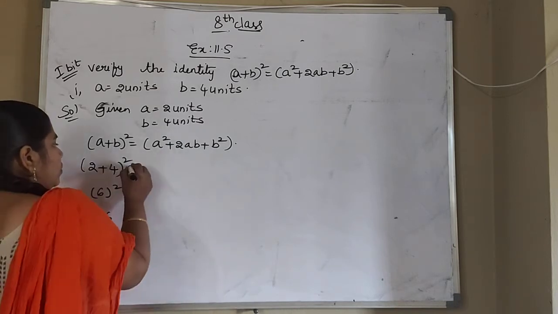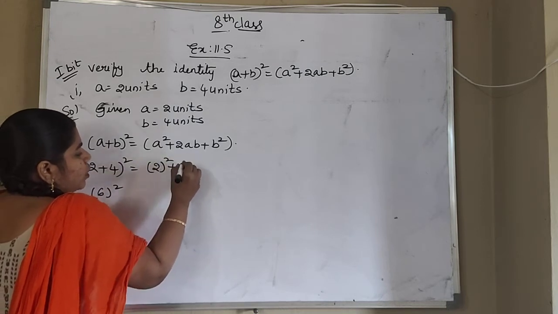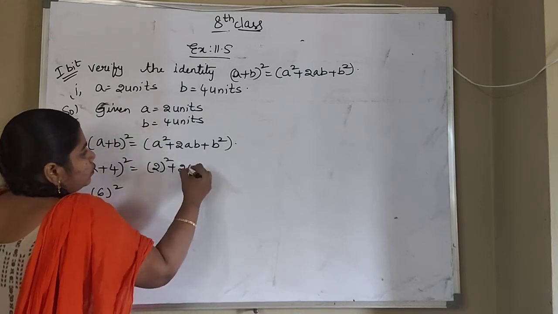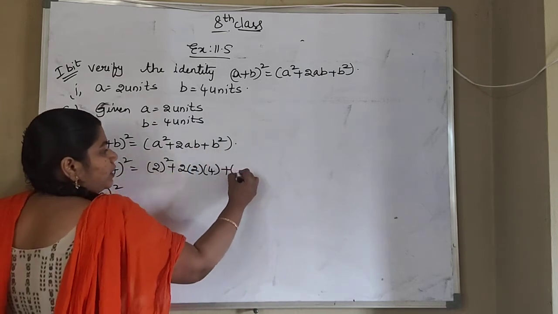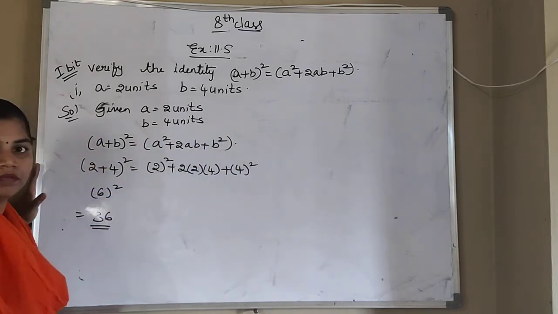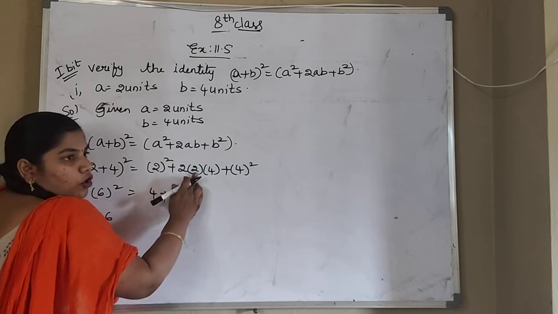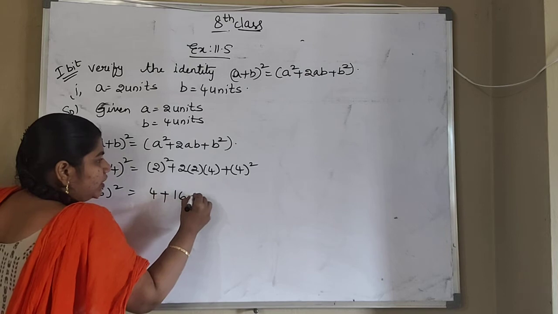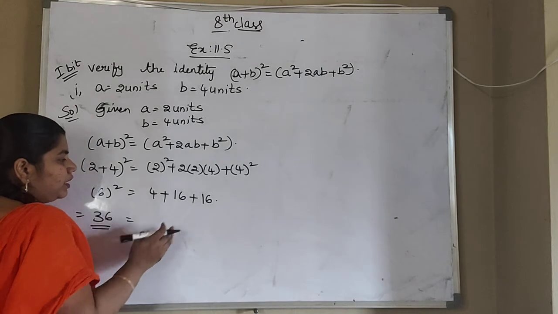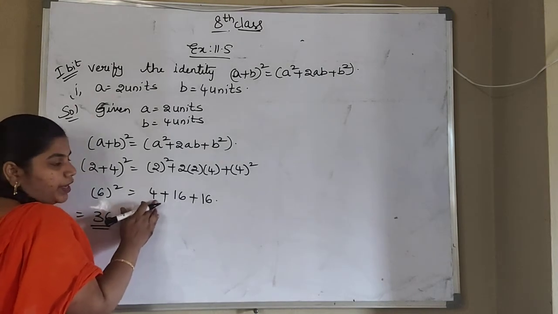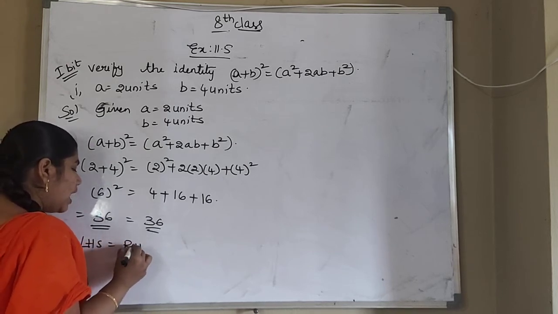Okay, now what is a square? A is nothing but 2 square, plus 2 is a constant number. A value is 2. B value is 4, plus b square means 4 square. Okay, now 2 square is 4, plus 2 2s are 4, 4 4s is 16, plus 4 square is also 16. So how much will it be? 16 plus 4 is 20. 20 plus 16 is 36. So you got here LHS is equal to RHS.